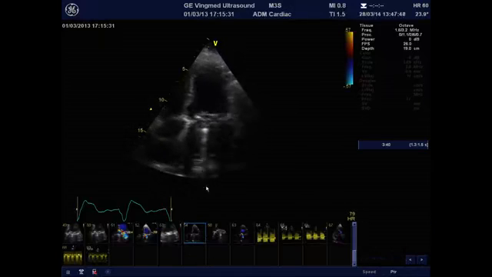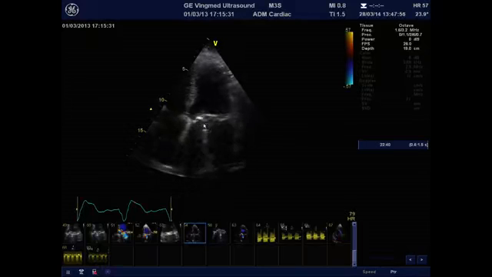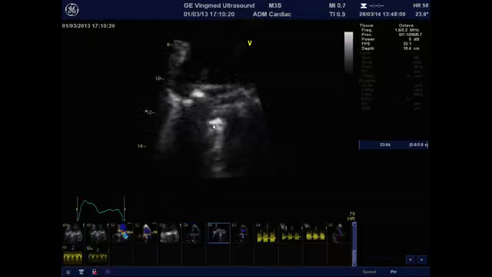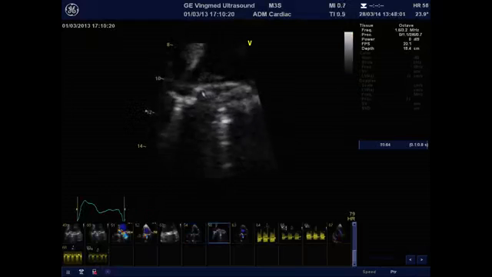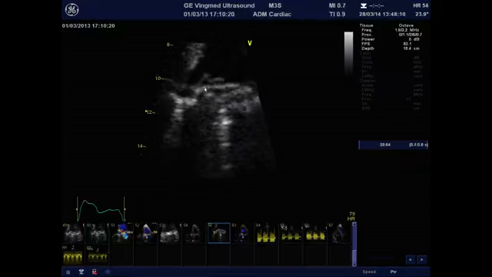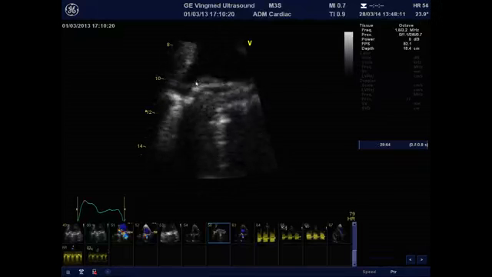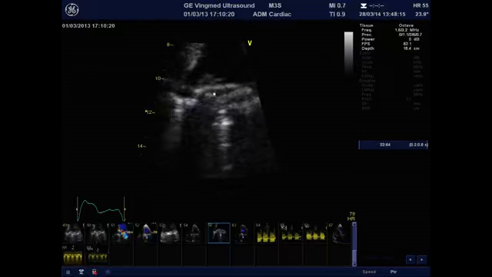As you can see here, it's really easy to see that the movement of the mechanical disc is not normal. When you use zoom mode, you can see that one disc is moving, but the other one over here is completely fixed. And moreover, you can see that strange structure over here that can correspond to a thrombus or a vegetation.